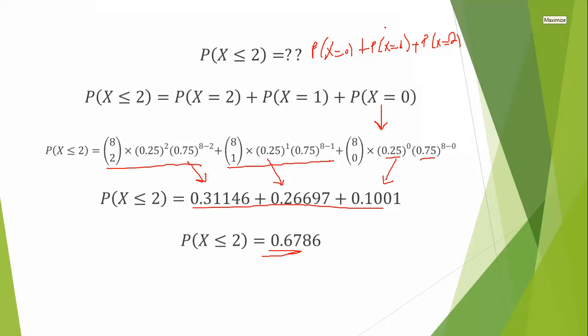So I request the video to scan for us the binomial table. He will post it on the group as soon as possible, such that we are able to use it next week.